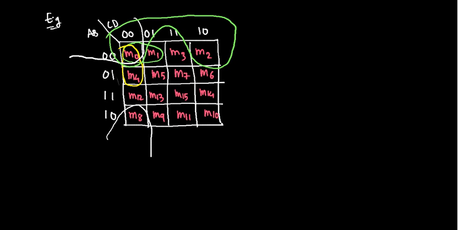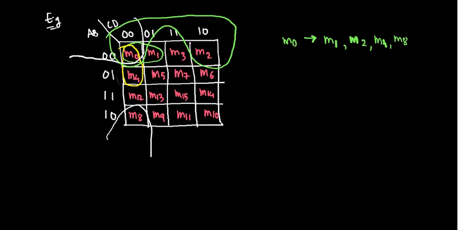M0 is adjacent to M1, M0 is adjacent to M4, M2 and M8. Okay, so let me write that. M0 is adjacent to M1, M2, M4 and M8.